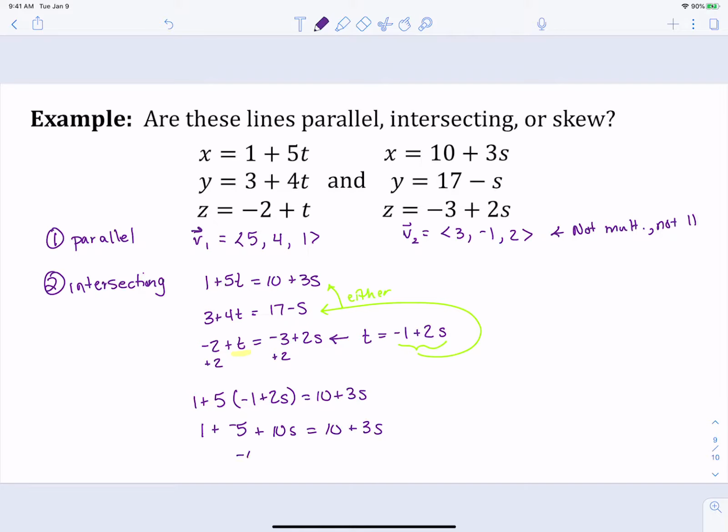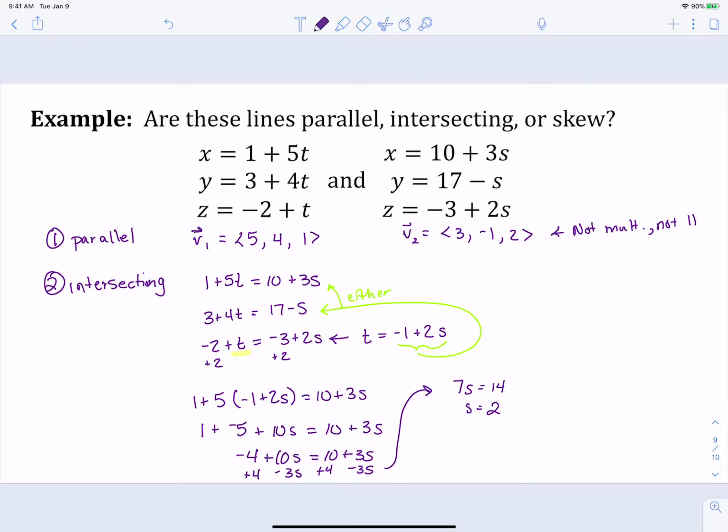So let's see here. We've got -4 plus 10s is equal to 10 plus 3s. So we need to add 4 to both sides and subtract 3s from both sides, so that we get 7s is equal to 14. So s is equal to 2. So what this is telling us is that if we've got some point x, y, z that's the same on both of our lines, it's true for that second line when s is 2. Well, I want to figure out what t would need to be.